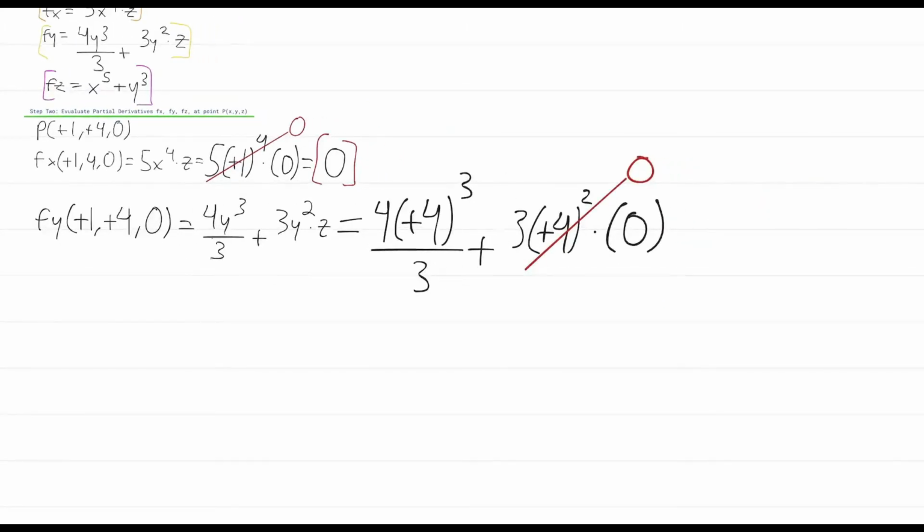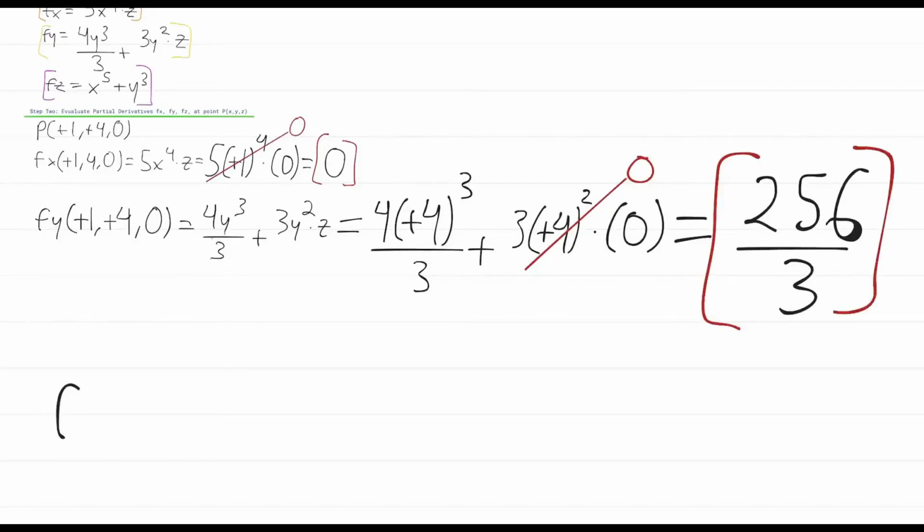So it's 4 cubed times 4 over 3. We know 4 cubed is 64. 64 times 4 is 256 divided by 3. We can leave it as a fraction for now. And this is our partial y evaluated.